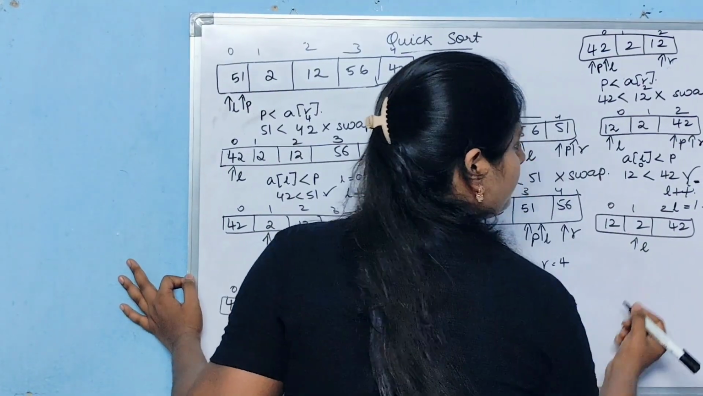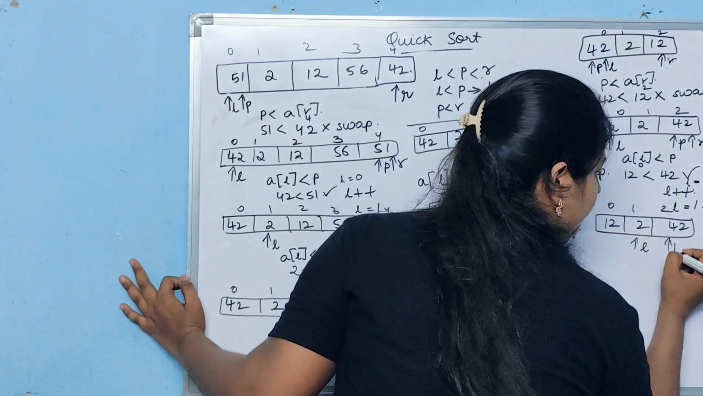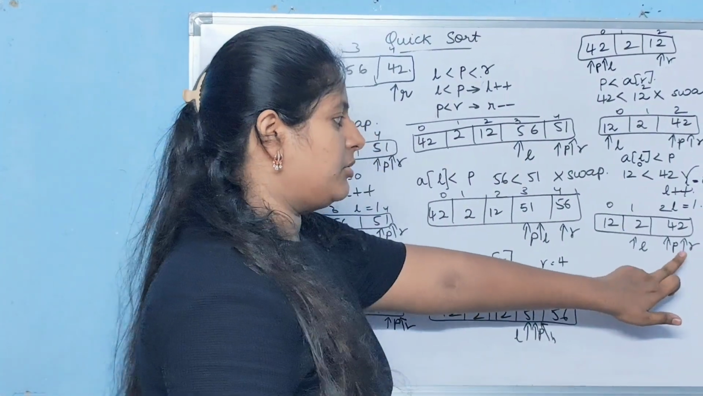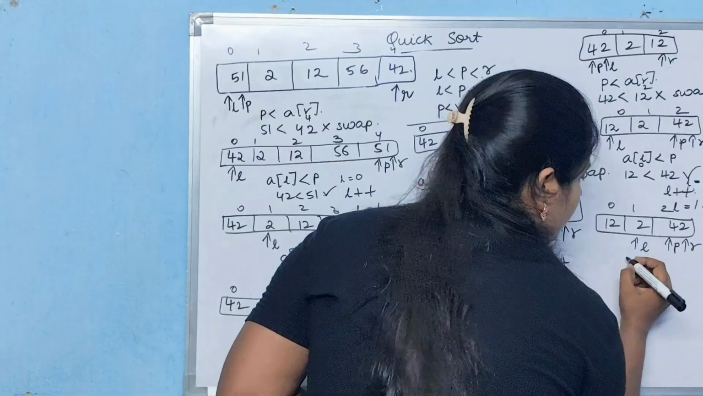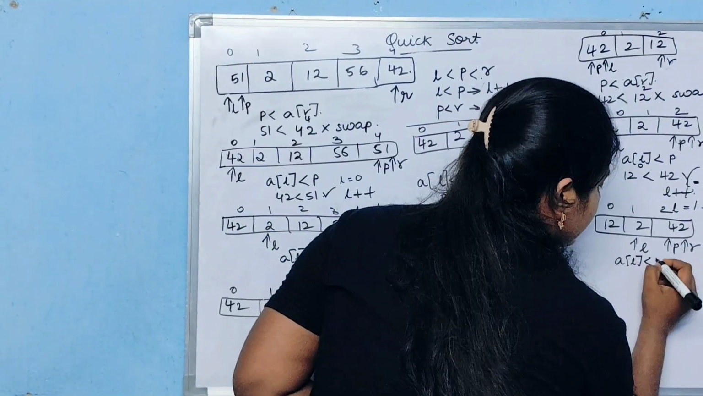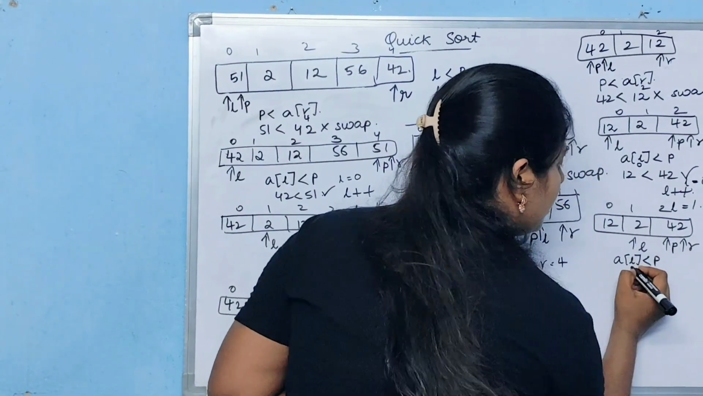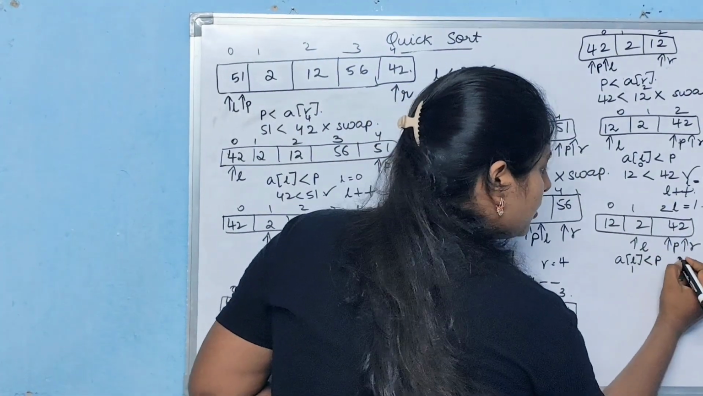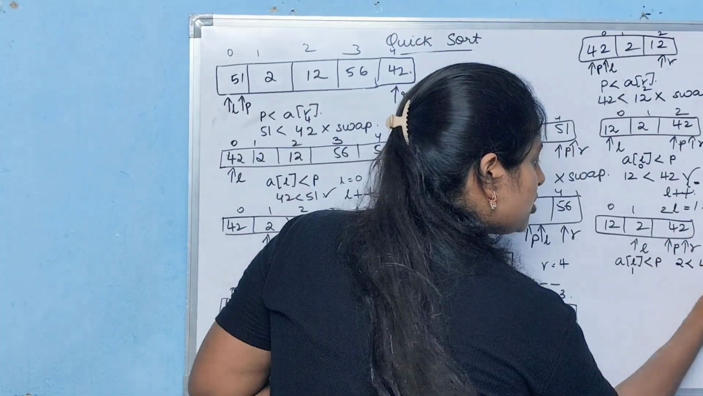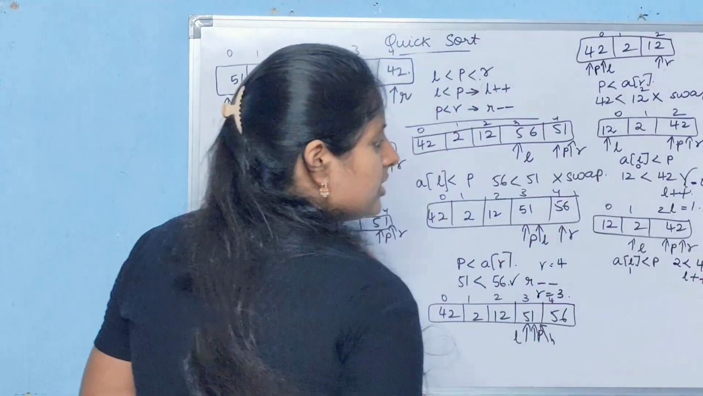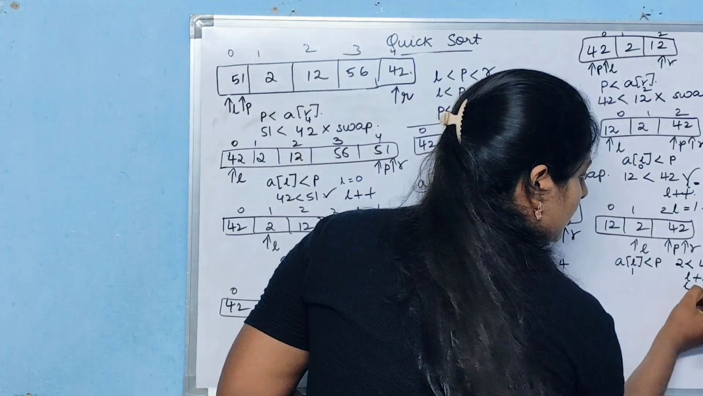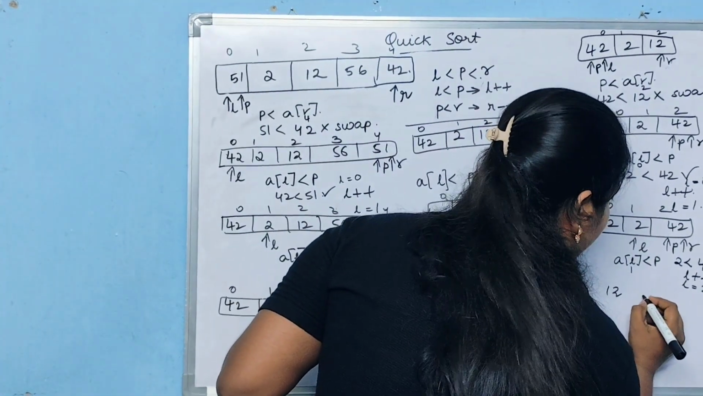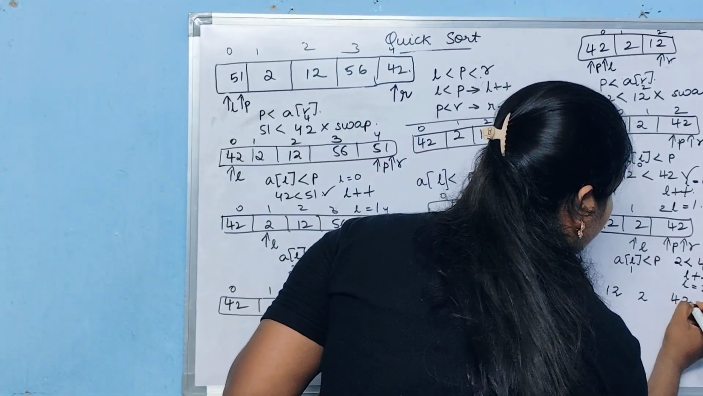Okay. Now, left is here. Where is my pivot? Pivot is here. Right is here. Okay. So, pivot and right are placed on the same element. So, you go for opposite direction. So, A of left should be less than pivot. What is my A of left right now? Left equals to 1. So, what is there in A of 1? 2. 2 is less than 42. Condition true. So, what happens? L plus plus. Now, what is L right now? L equals to 2. Okay. So, 12 to 40.